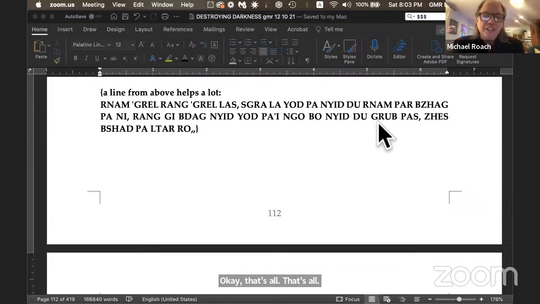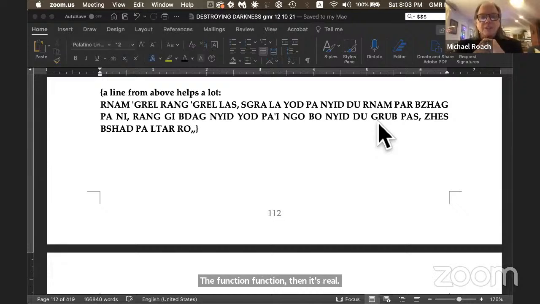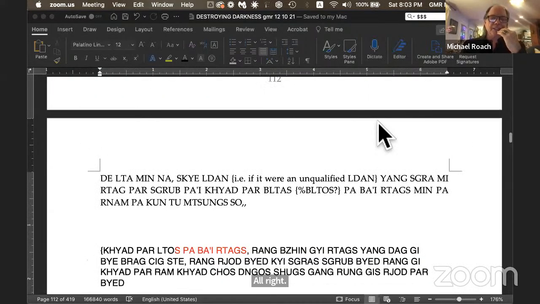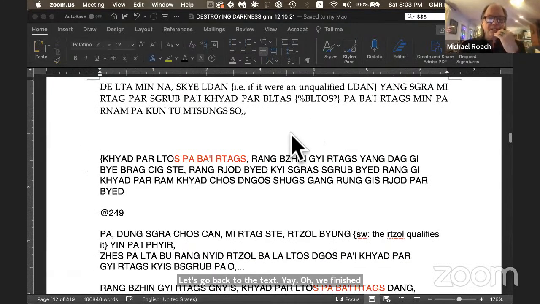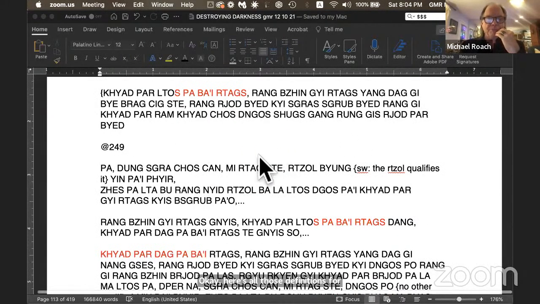And you know, it's interesting because Kidab J is trying to get you to understand that in this school, when you say it really exists, what are you saying? We just had it. Whose text? We had it in Utpala. It performs a function. Then it's real. If it does something, it's real. Okay. All right. Let's go back to the text. Oh, we finished this one. Here's all those definitions for those nerds who really want them.